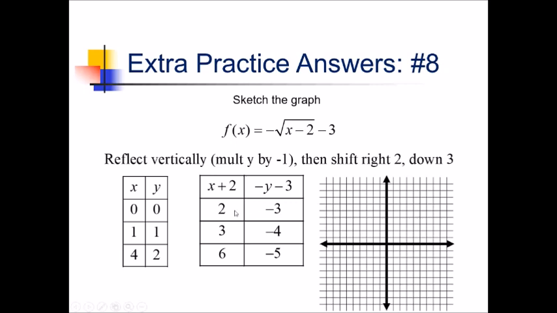Putting these on a graph, we've got 2, -3 to start. So that's right down there. 3, -4. And let's see here, we're going over 6 and down 5. Now, since 0, 0 got transformed into 2, -3, that means 2, -3 is the new endpoint for my square root. So I'll start here and go one direction through the other points, like so.